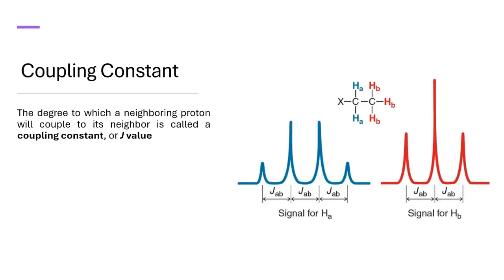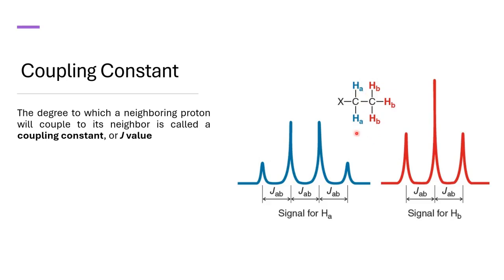The coupling constant. The degree to which a neighbor proton will couple to its neighbor is called the coupling constant, or the J value. Before we begin considering the J value, let's look at this molecule here. The molecule here has 2 different types of protons. HA are equivalent protons and would give 1 signal. HB are also chemically equivalent to each other and would give rise to 1 signal. We would expect 2 signals.